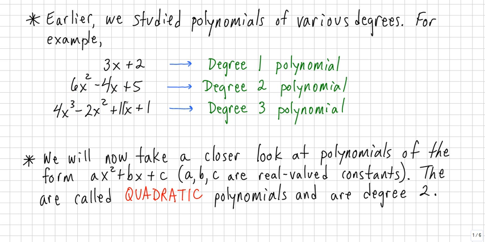All right, so what we're going to start to look at now is going more into depth with degree 2 polynomials, usually with just one variable. It's not always going to be x, but that's a common one. So we're going to take a closer look at polynomials that take the form ax squared plus bx plus c, where x is the variable, and a, b, and c are constants, just real numbers. These are called quadratic polynomials, and they're degree 2. So we're going to take a closer look at what are called quadratic polynomials.